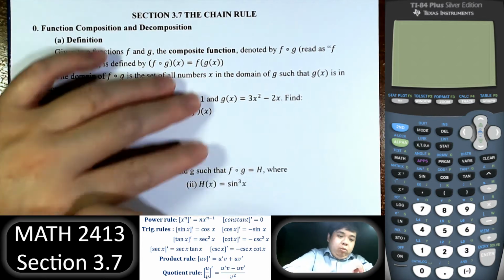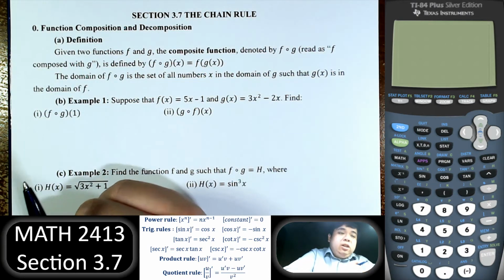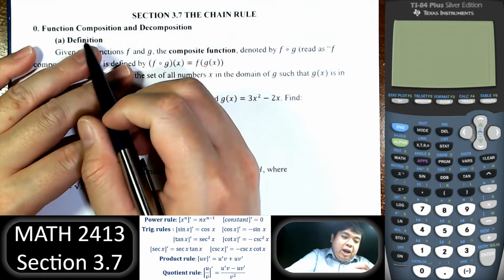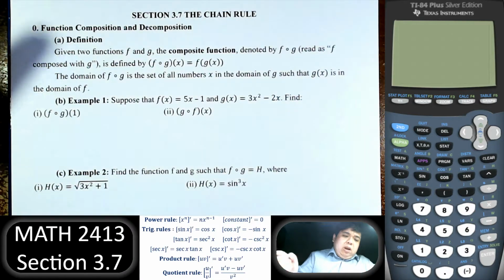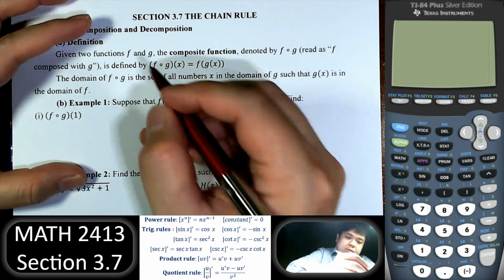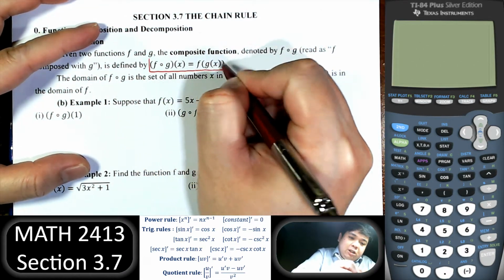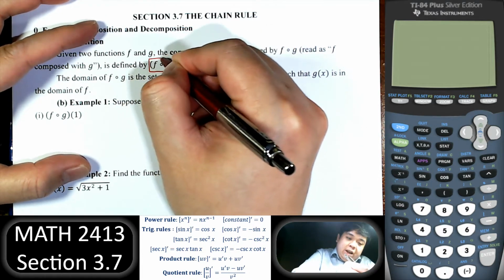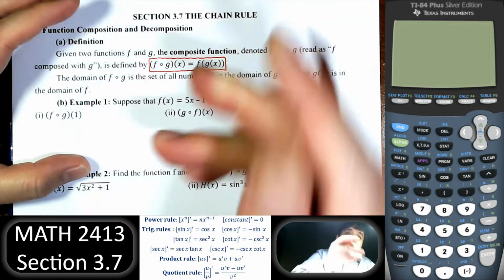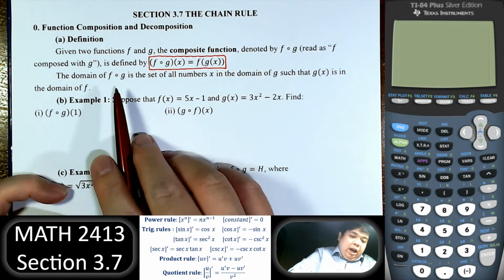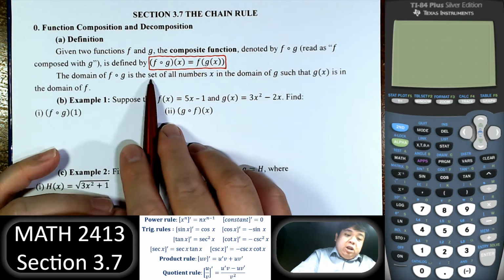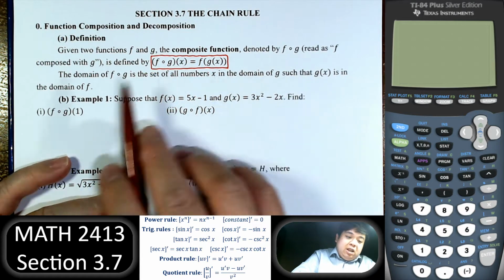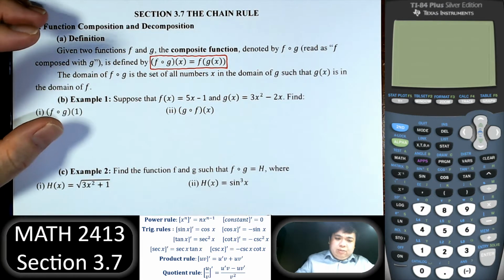Before we actually go to the derivative part of it, the chain rule, we just need to review function decomposition and function composition. The way we combine two functions, we denote f little circle g, or f of g of x, is a function inside another function. Of course, the domain of the composition is the set of all numbers x in the domain of g such that g of x is in the domain of f.